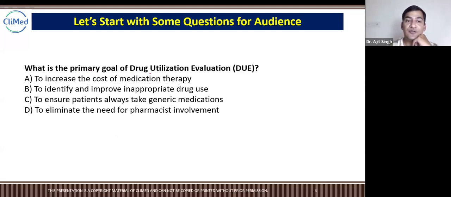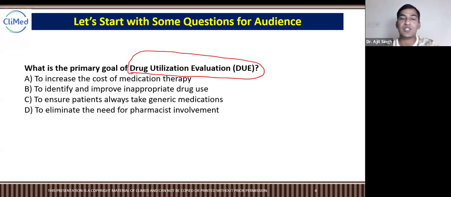First of all, what is DUE? Let's understand the term DUE, drug utilization evaluation. I will ask you one more question right now, guys. DUE and DUR. There are two terms, right? Drug utilization evaluation and drug utilization review. Are these two terms different or same? My question to all of you is, are these two terms separate or the same?